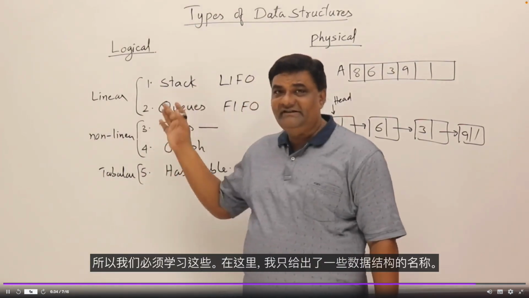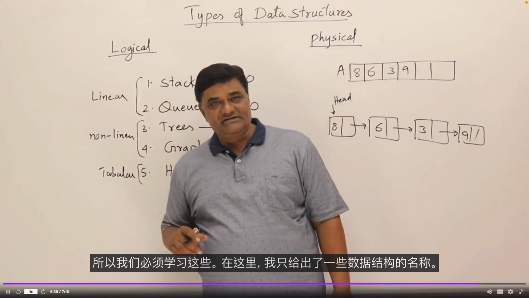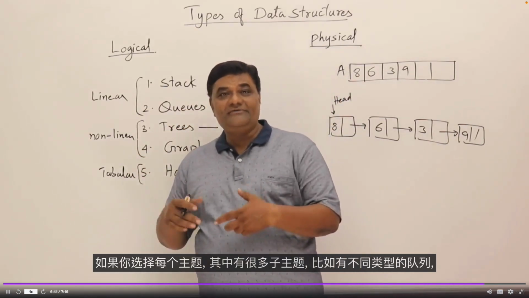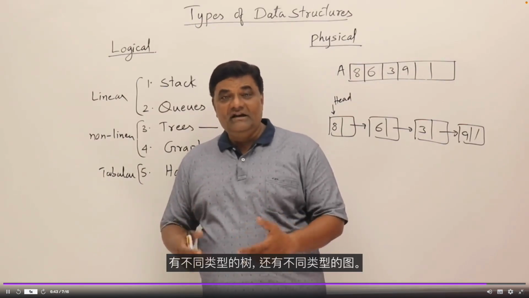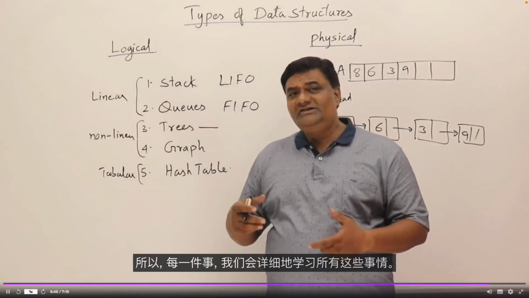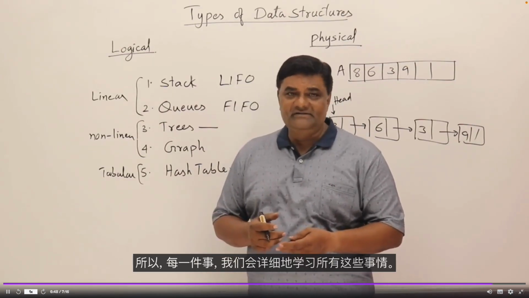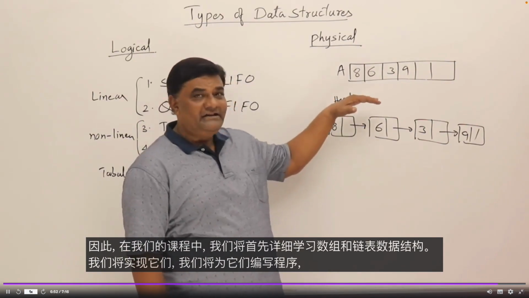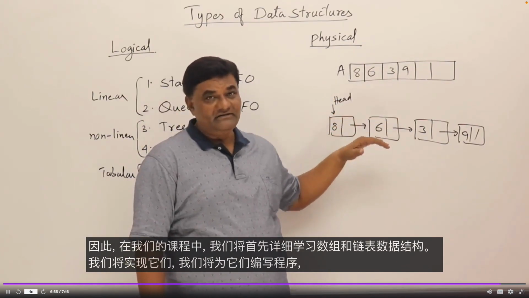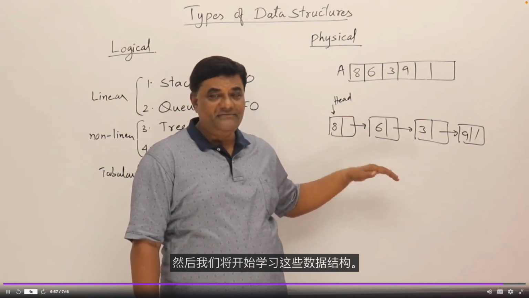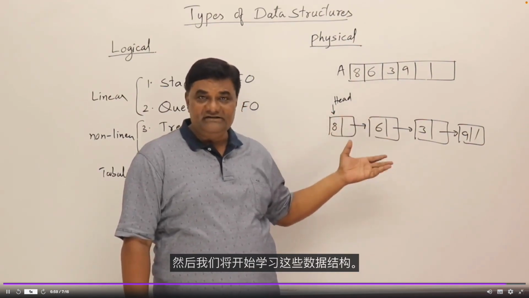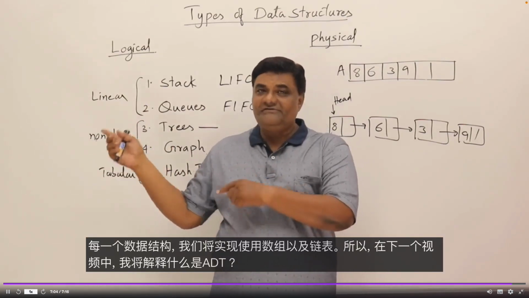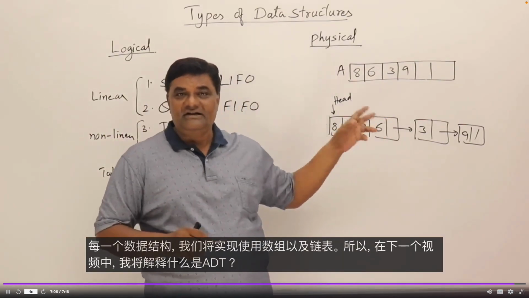Here I have given just names of some of the data structures. If you pick up each topic, there are a lot of subtopics in them. Like there are different types of queues, different types of trees, and different types of graphs. So each and everything we will learn in detail. In our course, we will first be learning in detail about arrays and linked list data structures. We will implement them. We will write the programs for these. Then we'll start learning about these data structures. Every data structure we will implement using array as well as linked list.